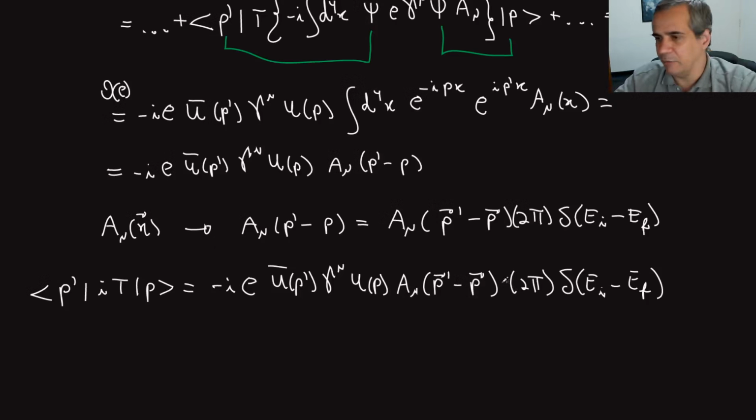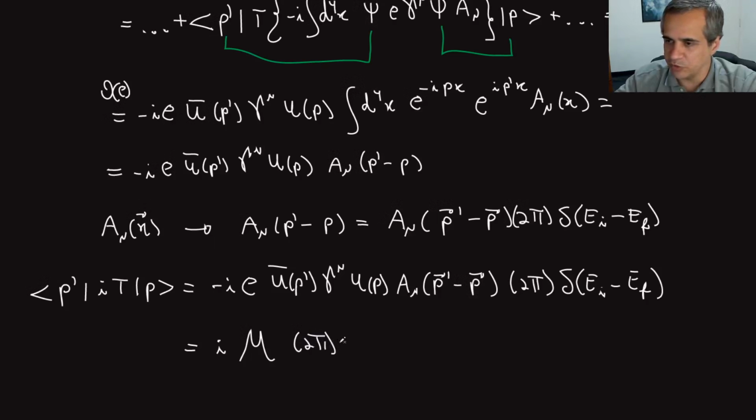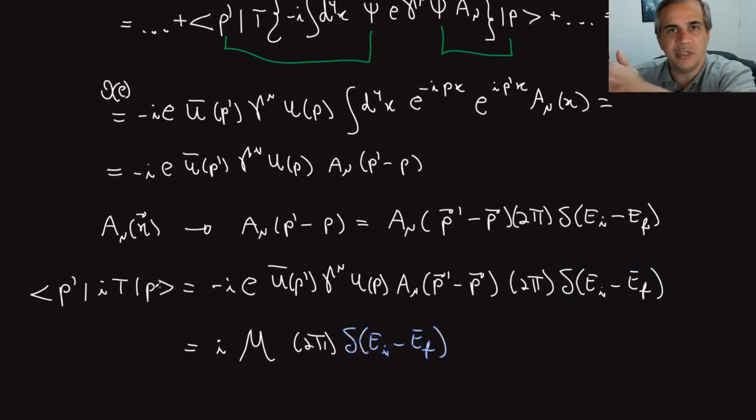In fact, if we make all the same considerations for a one-to-one scattering, we concluded that a one-to-one scattering should be i M times 2 pi, just the conservation of energy, because the conservation of momentum goes away since I'm not considering the momentum of the nucleus. Very similar to what we just did, right?